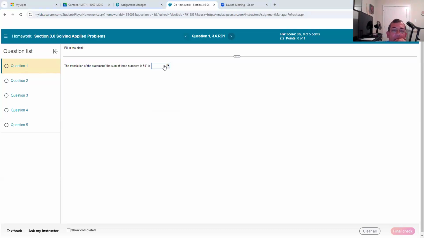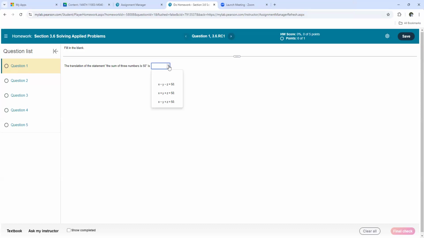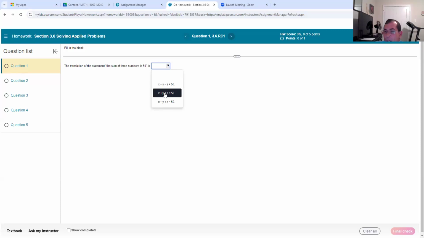Yeah, what y'all think? Top, middle, or bottom? I would say it's probably the middle one, x plus y plus z. Yeah, because see, they're saying the sum. And y'all remember, since they're saying the sum of three numbers, they're adding all three of those numbers. So you would go with x plus y plus z equals 50, okay? Good job.